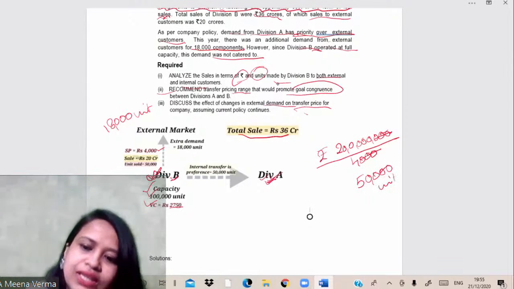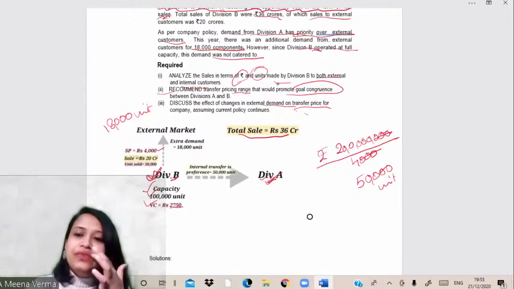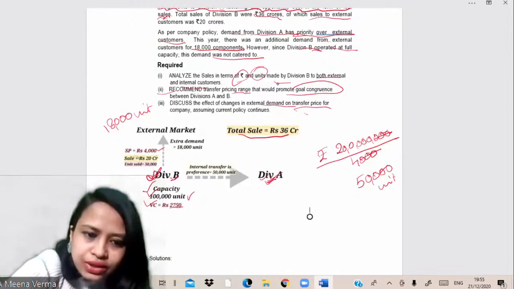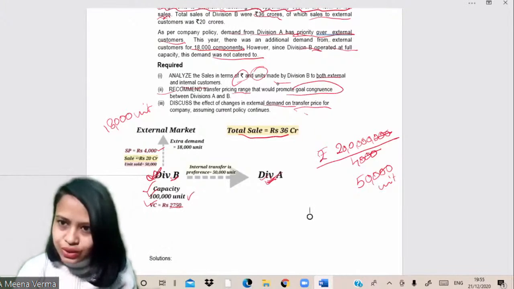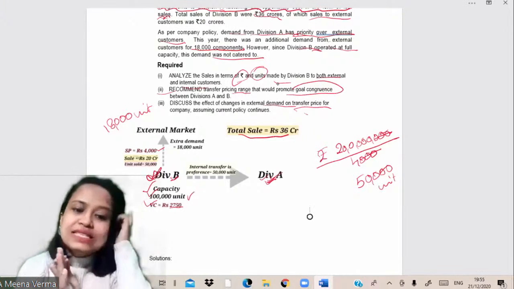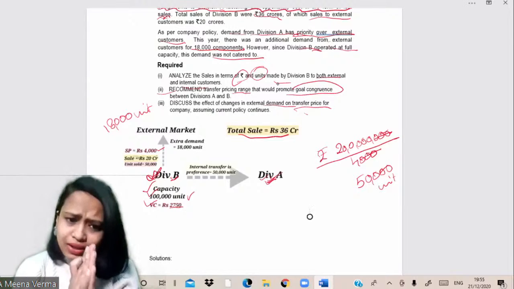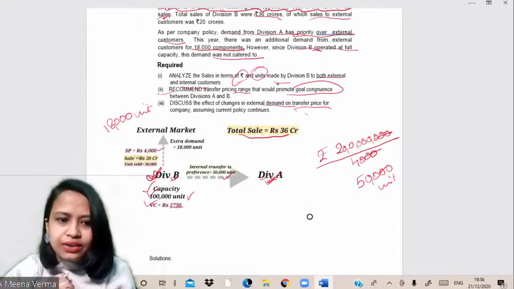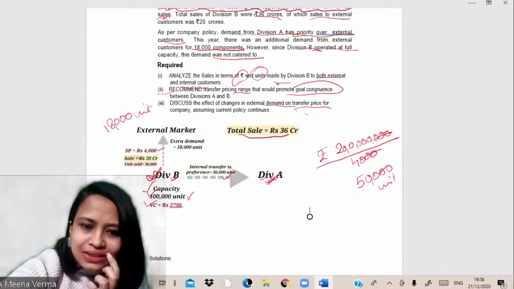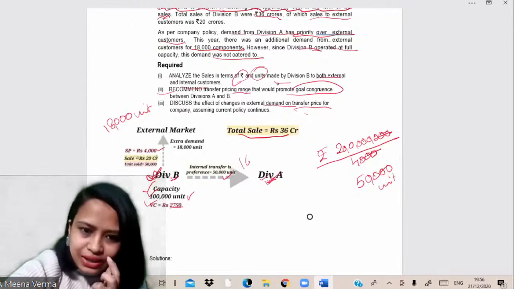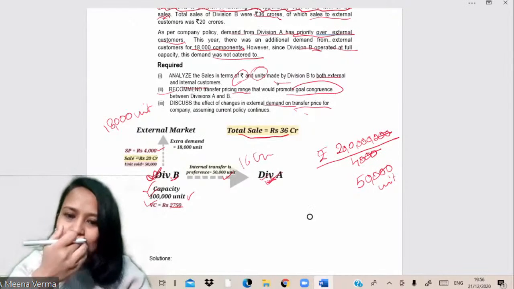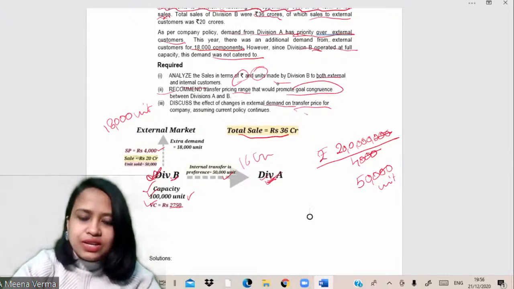They're selling 50,000 units to the external market. Out of 1 lakh units, they are selling 50,000 units to the external market. It means that they are transferring internally 50,000 units, out of which they're earning 16 crore. So this is how you can find the units which they are transferring.